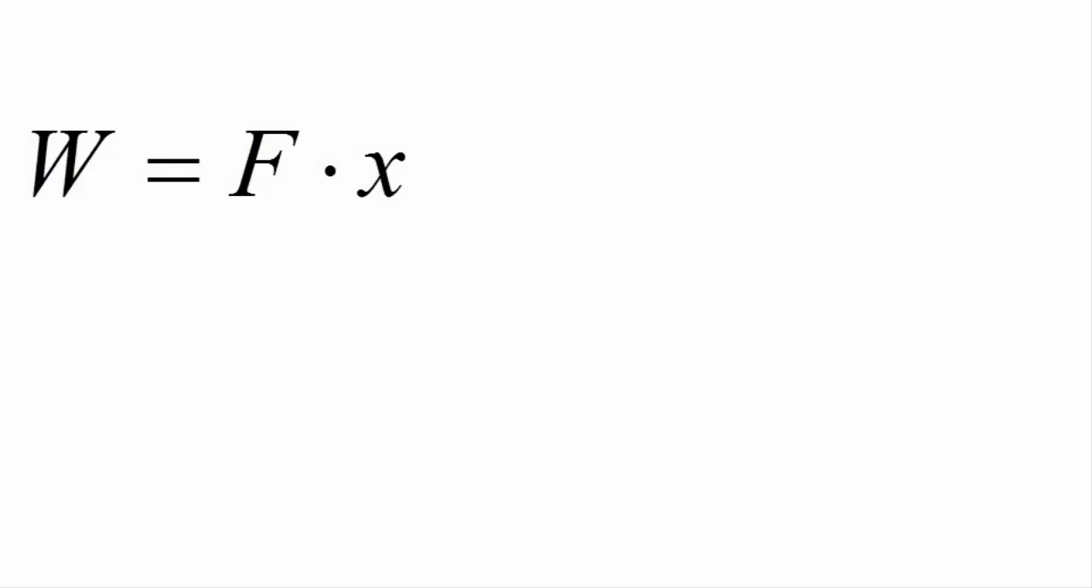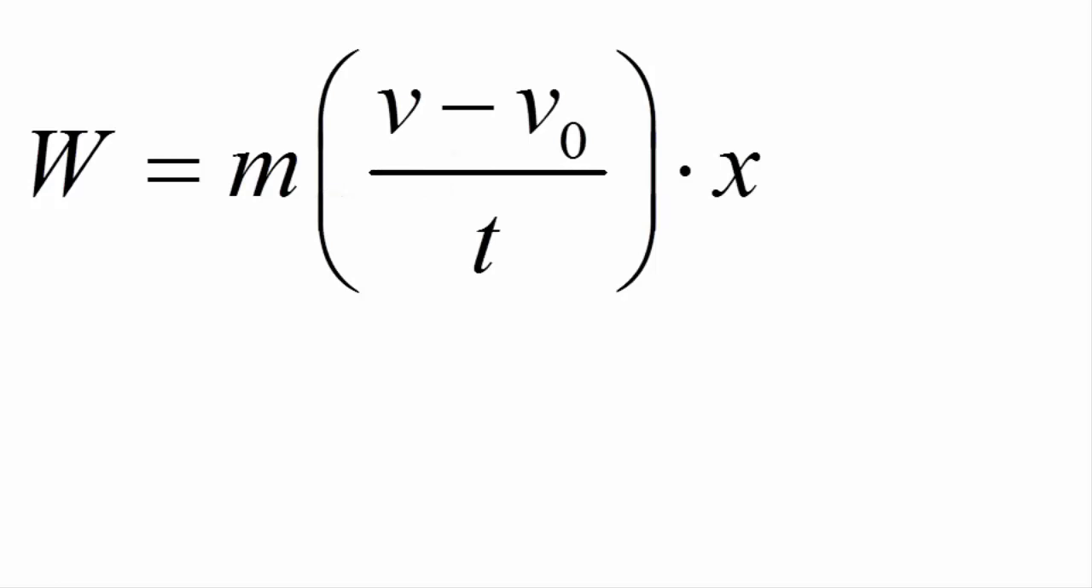Previously, we've defined work being equal to the force F applied in the direction of the displacement multiplied by the displacement x. But we know that force is defined as the product of mass and its acceleration. And acceleration is defined as the rate of change in velocity, that is, the difference between the final velocity and the initial velocity divided by the time taken.